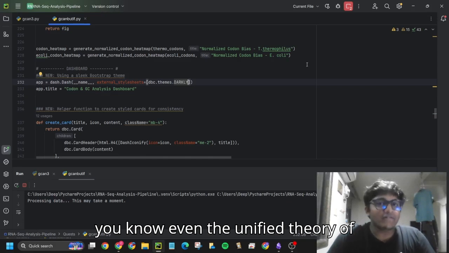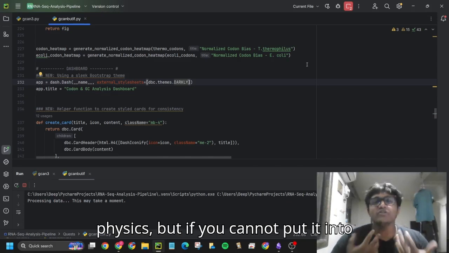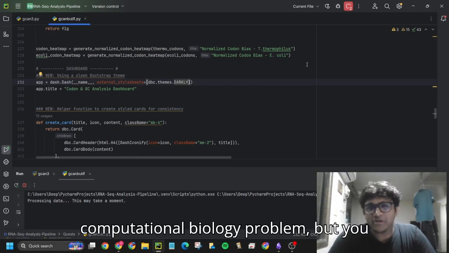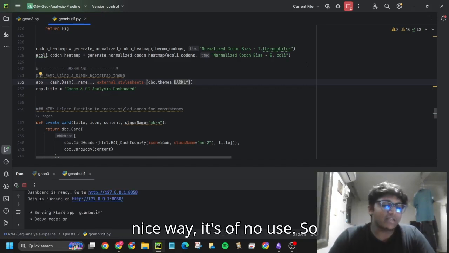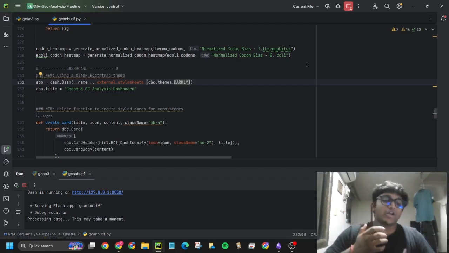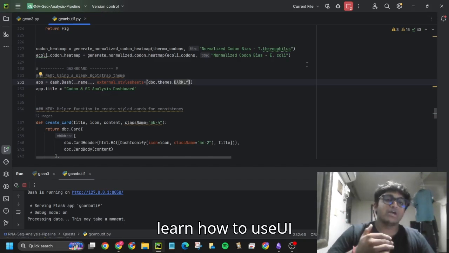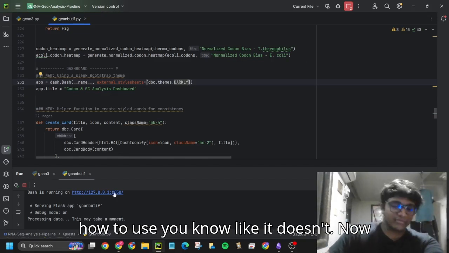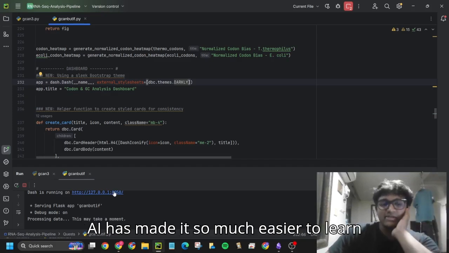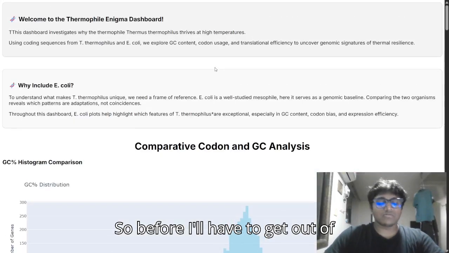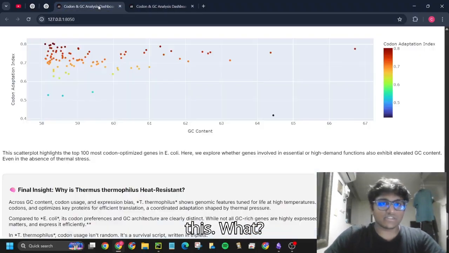Because if you know even the unified theory of physics, but you cannot put it into words, it's of no use to anyone. Just like that, if you've solved a very good computational biology problem but you are not able to represent it in a nice way, it's of no use. I cannot stress this enough: learn how to use UI elements, learn how to use themes. AI has made it so much easier to learn and even to code, I would say.